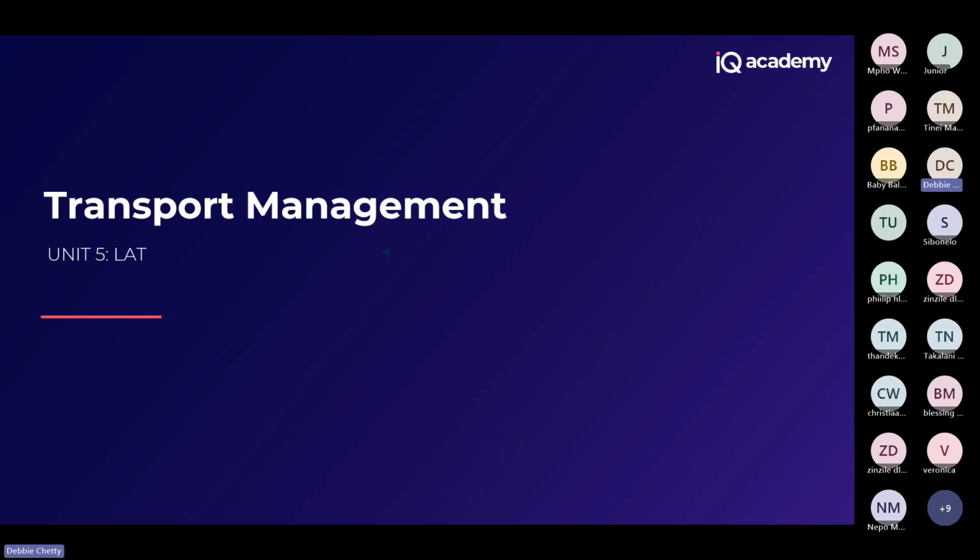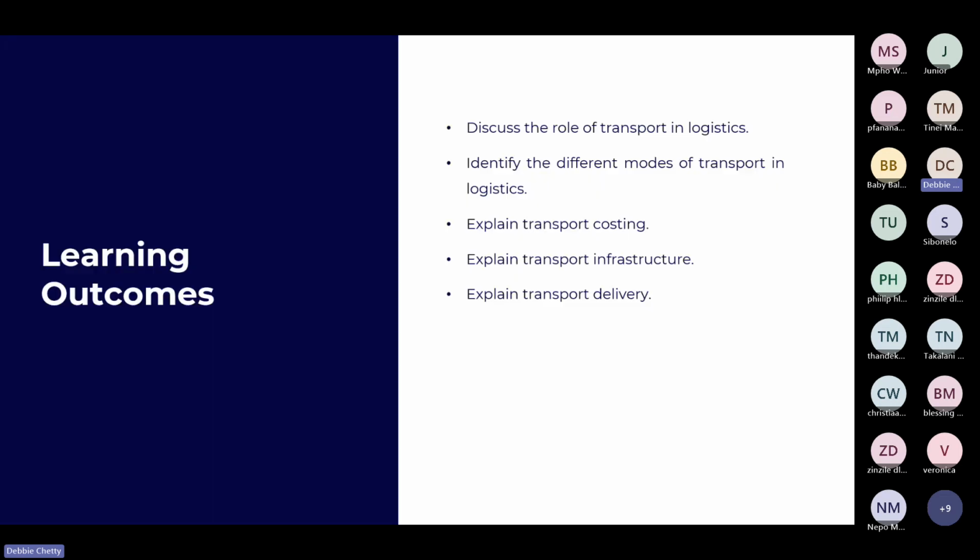So let's start by explaining transport management, right? What are the learning outcomes under this Unit 5? So firstly, you must be able to discuss the role of transport in logistics, identify the different modes of transport in logistics, explain transport costing, explain transport infrastructure, and explain transport delivery as well. All right, so these learning outcomes are very important because it tests your understanding of what you're required to know by the end of this unit as well.